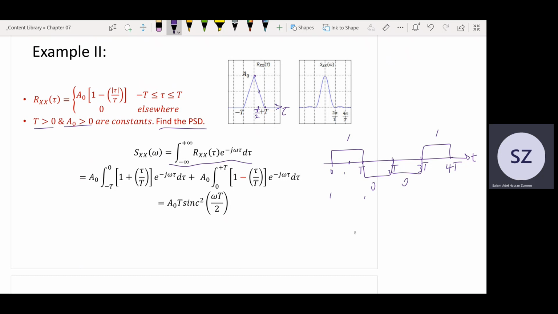Now, the Fourier transform, this is rather a simple function. You can just write the function in the rising slope and multiply it by e to the minus j omega tau and integrate from minus T to 0, and write the function in the downward slope and integrate from 0 to T, and combining this will give you a sinc squared, which is done.